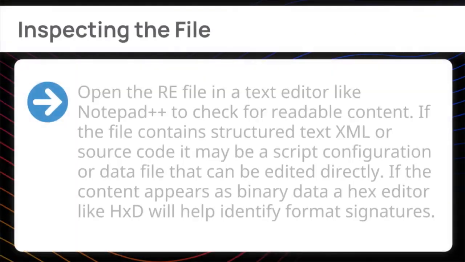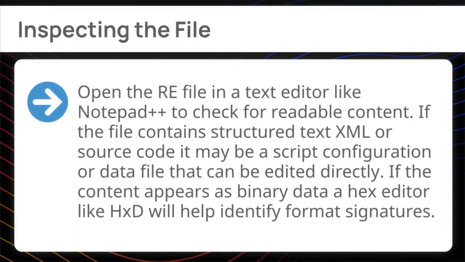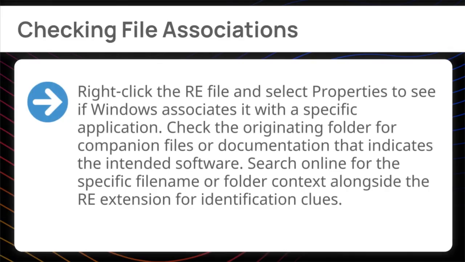First, inspecting the file. Open the RE file in a text editor like Notepad++ to check for readable content. If the file contains structured text, XML, or source code, it may be a script, configuration, or data file that can be edited directly. If the content appears as binary data, a hex editor like HxD will help identify format signatures.